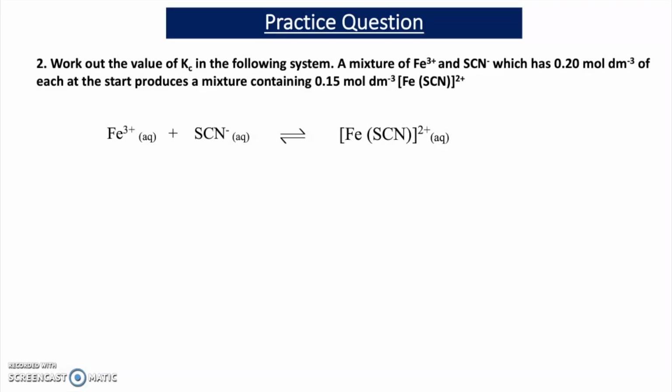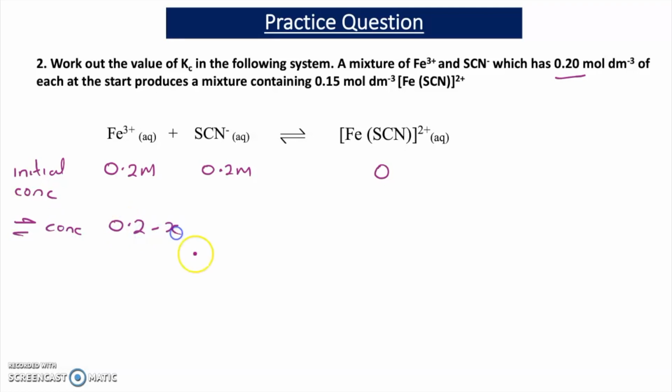Now for question 2, we have Fe3 plus reacting with SCN minus to form FeSCN2 plus. And you're asked to work out the value of Kc in the following system. So once again, I'm going to write down the initial concentrations. So Fe3 plus has an initial concentration of 0.2 moles per decimeter cubed. And SCN minus also has an initial concentration of 0.2 moles per decimeter cubed. And at the start, we have 0 for the concentration of products here.